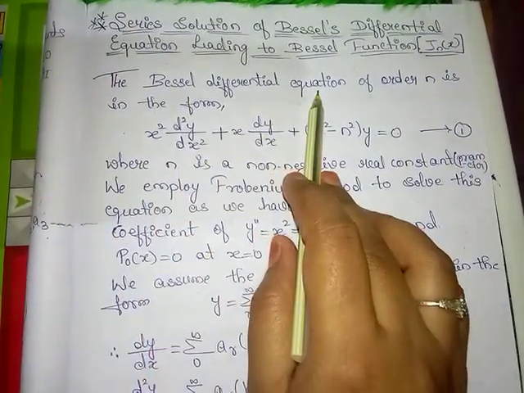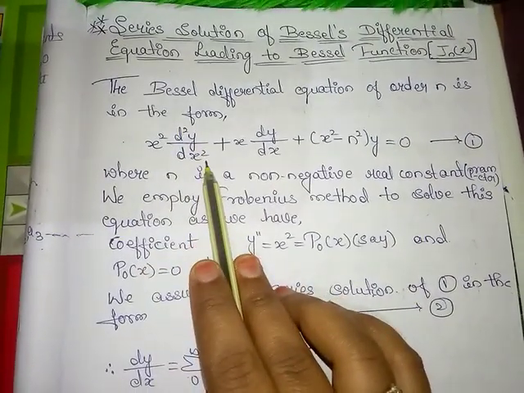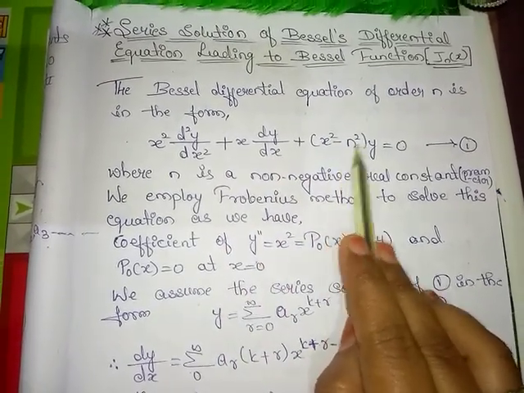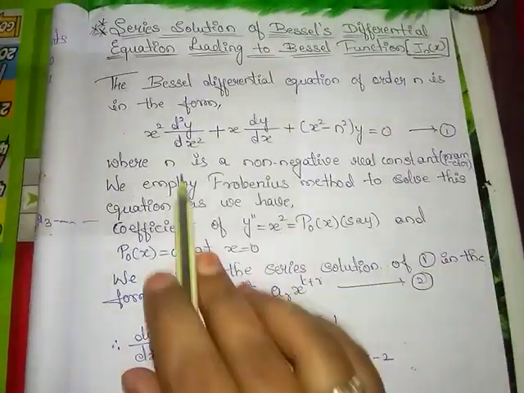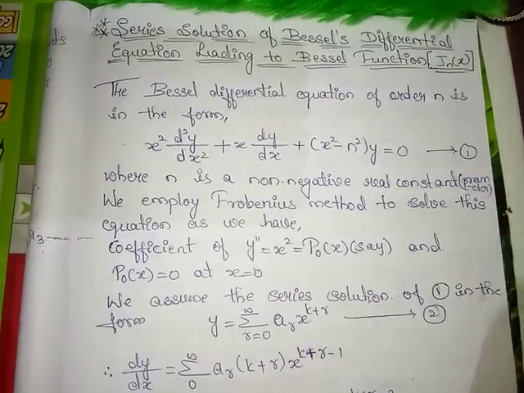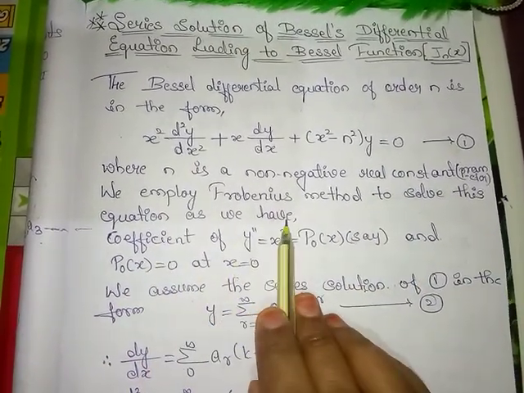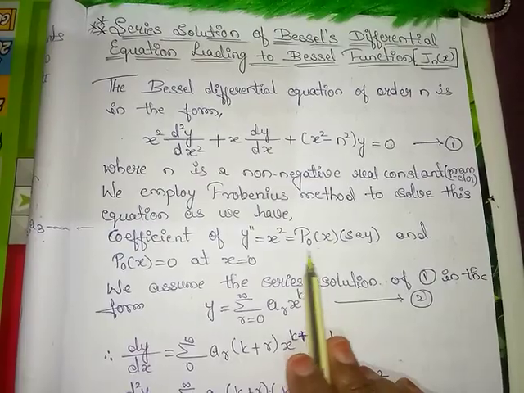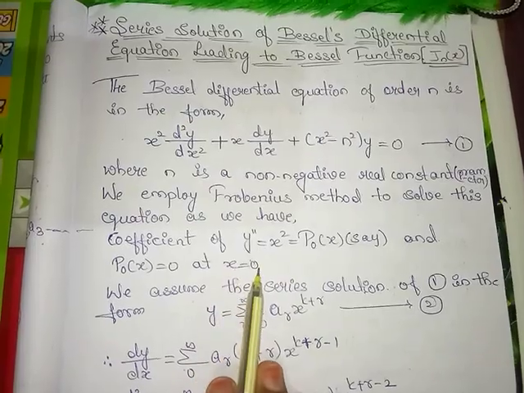The Bessel differential equation of order n is of the form x square into d square y by dx square plus x into dy by dx plus x square minus n square into y is equal to 0. Name this as equation 1, where n is a non-negative real constant or a parameter. We apply the Frobenius method to solve this equation, as the coefficient of y double dash is x square, which is equal to p naught of x, say, and p naught of x is equal to 0 at x is equal to 0.